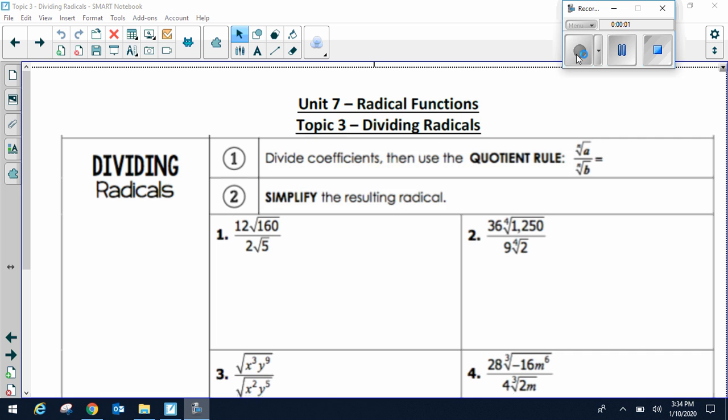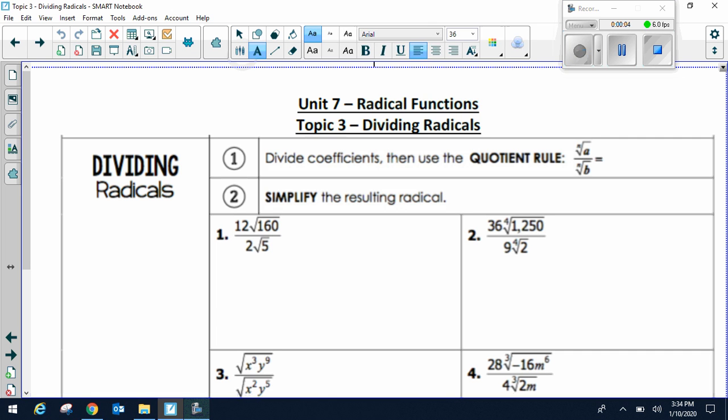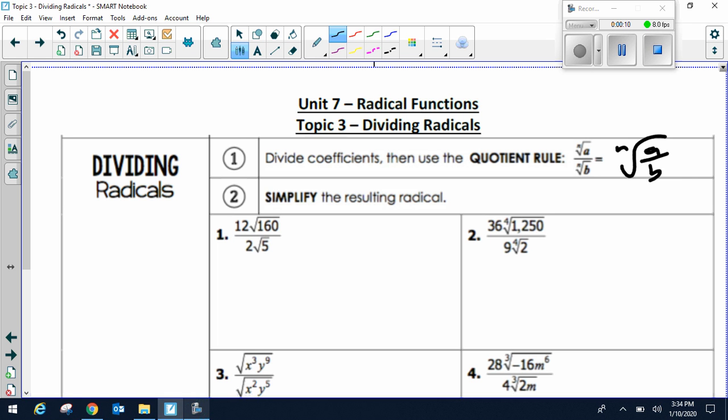So today we're going to talk about dividing polynomials, and how it works is when you divide polynomials, as long as their index is the same, you can just divide the numbers on the inside and then simplify it from there. So let's take a look.